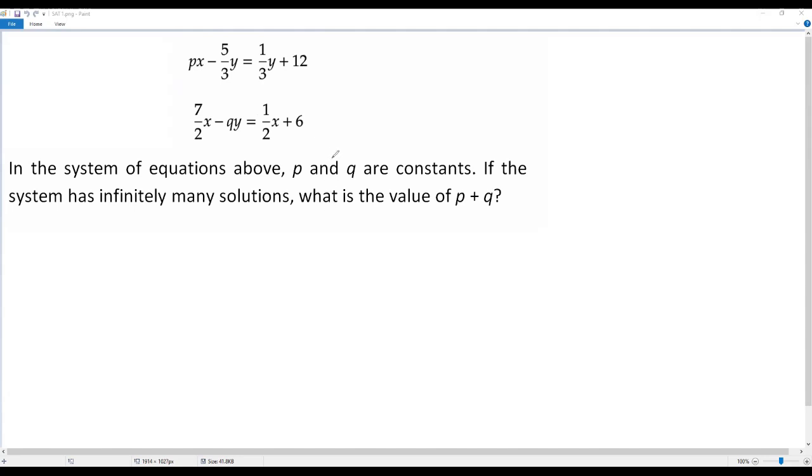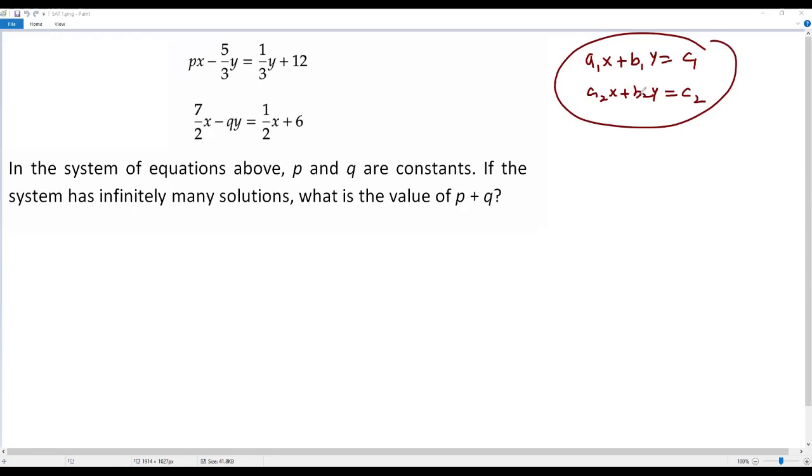Okay, before we start solving this question, let's consider a system of two linear equations in standard form. That is a1x + b1y = c1, and a2x + b2y = c2. Standard form means we'll have the x term and y term on the left side of the equation and a constant on the right side of the equation.